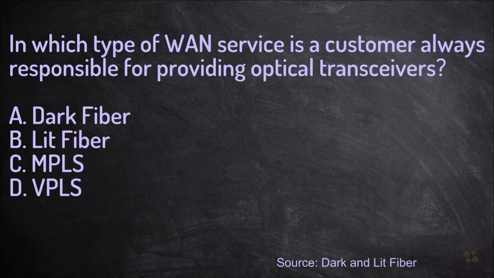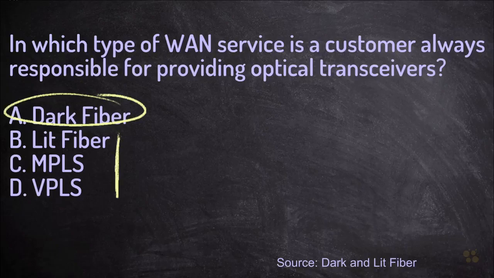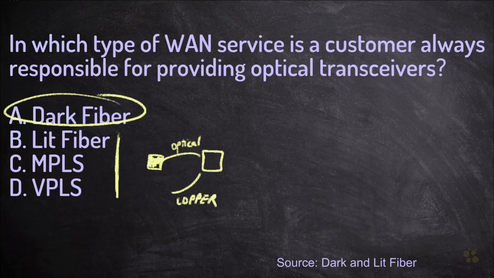The only answer here that makes sense would be dark fiber. We recall that dark fiber is when we are given the end of a fiber connection and we have to light it ourselves. Now with any of these other solutions, the provider is going to have some kind of equipment that they're going to hand off to us. In some cases this might be optical, and if it is optical, then yes, we will still have to provide an optic in order to connect to it. However, they might also hand off a copper connection. And if they hand off a copper connection, then we can plug that into any old switch we want. And that is why A is our answer.